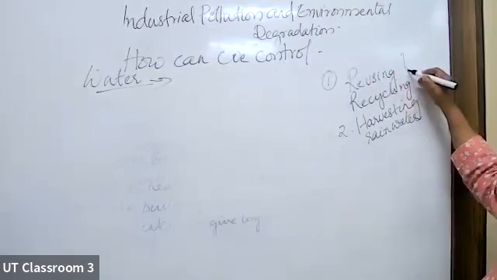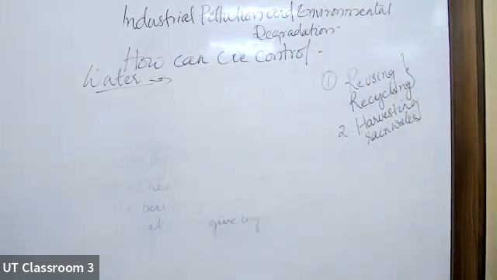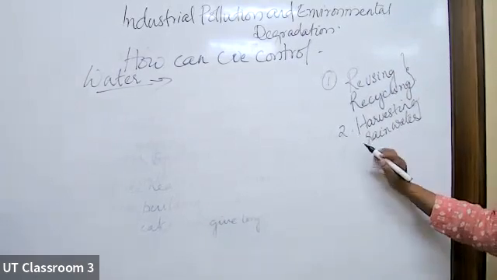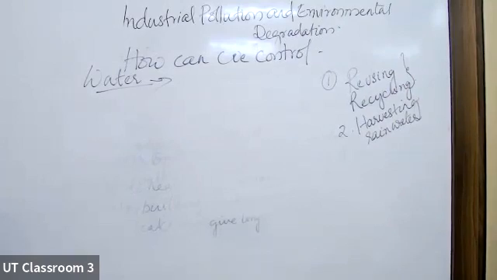See, this water which is already polluted is to be recycled and then used further. That is one solution. Second solution is that the rainwater is to be harvested. There are different methods of harvesting rainwater because we get water only through rainfall.